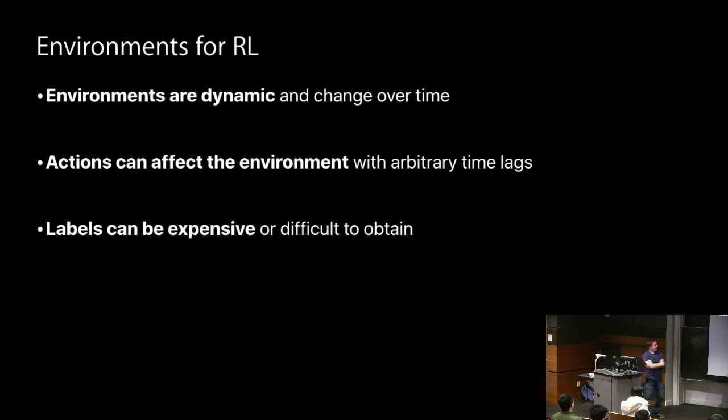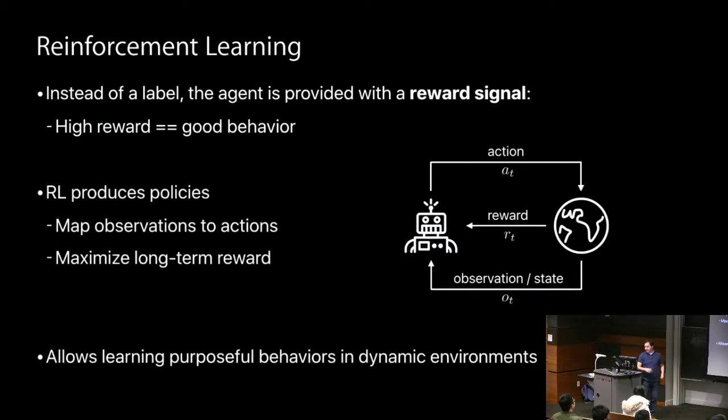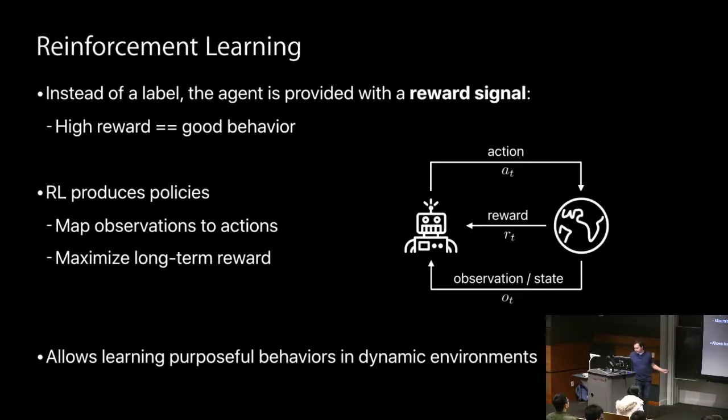And it's also the case that labels can be very expensive or difficult to get, right? And this is why we typically rely on reinforcement learning to learn complex behaviors. Just very quickly, instead of providing a label, the agent is provided with a reward signal. High reward encourages good behavior. And reinforcement learning will produce policies. You're mapping observations to actions, and you're trying to maximize some long-term reward. It also allows us to learn some interesting behaviors in dynamic environments.